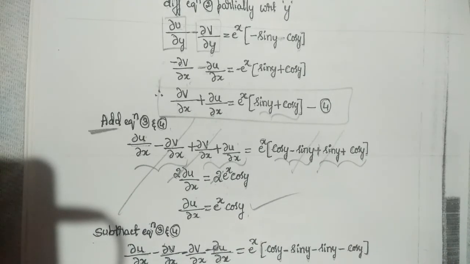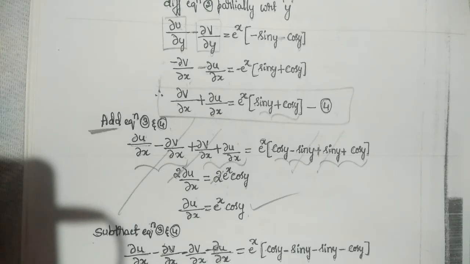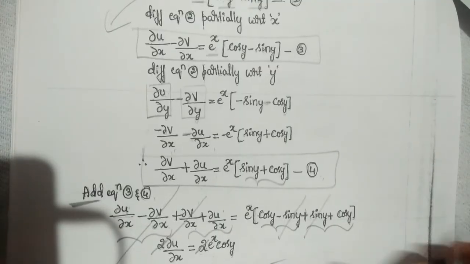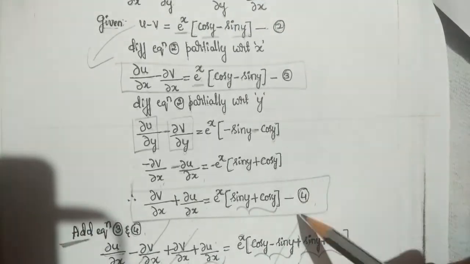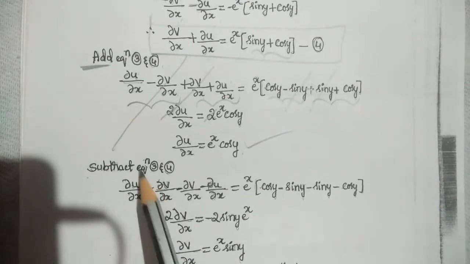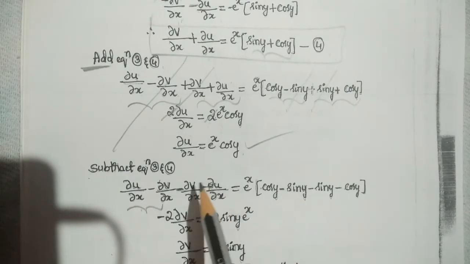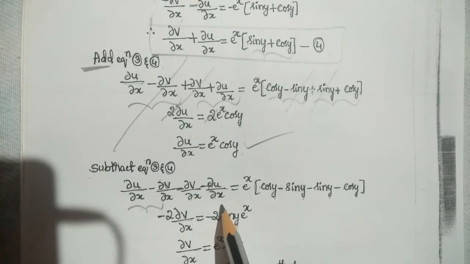So we get ∂u/∂x. If you add equation 3 and equation 4, you get ∂u/∂x. If you subtract, can you guess what you get? You get ∂v/∂x. So now subtract equation 3 and 4. If you subtract these two, what you get? ∂u/∂x − ∂v/∂x minus of that is ∂v/∂x − ∂u/∂x.